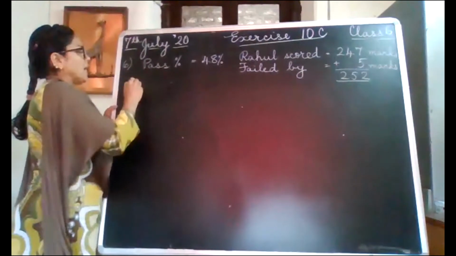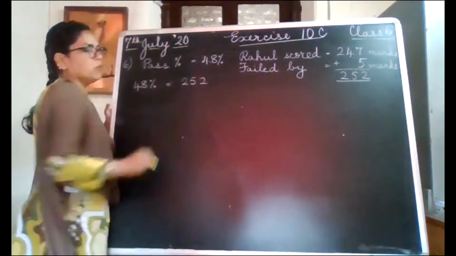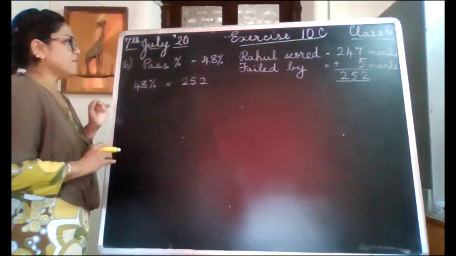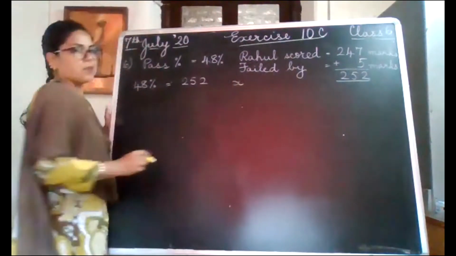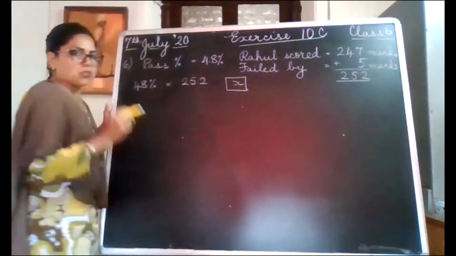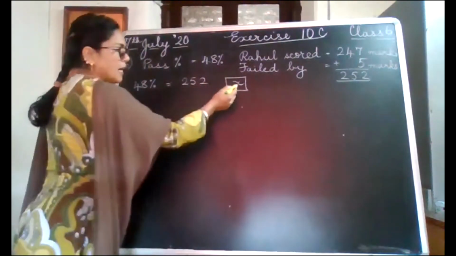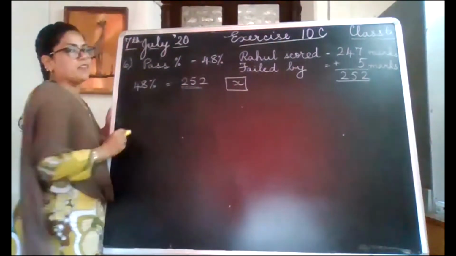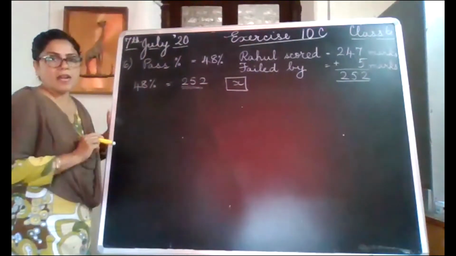So we know that 48% is 252. We don't know the total. Okay, these type of questions also we have done. So that total marks, we will take it as X. The maximum marks that we have to find out, we will take that as X. So say for example, the total marks out of which the exam was is X. Now 48% of this X is 252 because we just found that out.